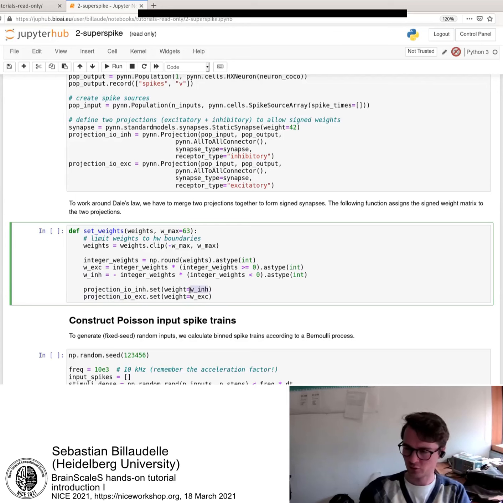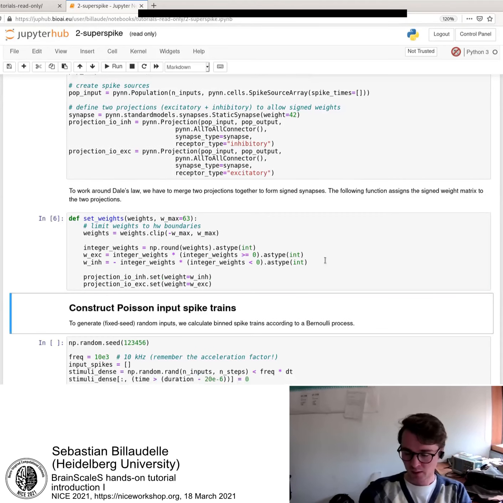And these two components are kind of mutually exclusive. So if you have a positive weight, that means that you will have an entry in the positive weight matrix WEXC. If you have a negative weight, that will again be a positive entry in the inhibitory weight matrix. But that is just the internals. For you, now we have signed weights. So we can define that helper function.